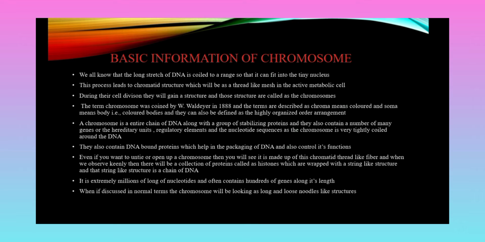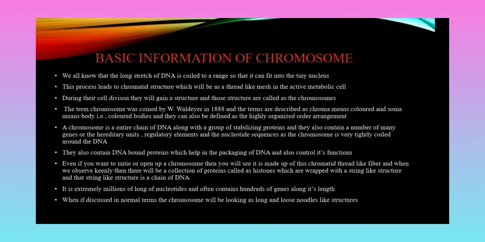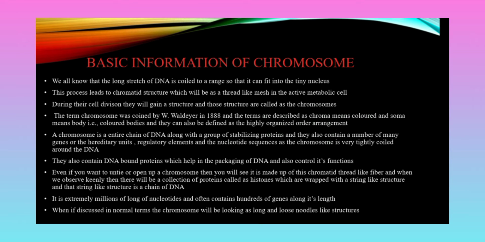Now coming to the basic information of the chromosome, as we all know, there is a long stretch of DNA in a coiled manner. It is coiled in such a way that it can fit into the tiny nucleus. This process leads to the chromatin structure, which is like a thread-type mesh. This mesh is present in an active, metabolic cell, and when cell division occurs, it gains a structure known as the chromosome.